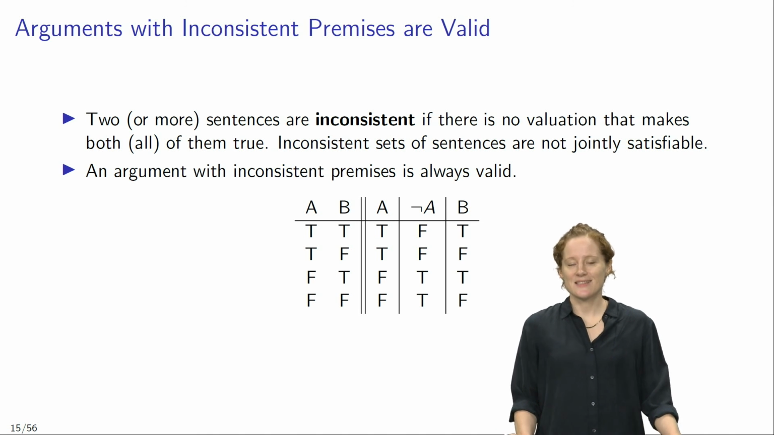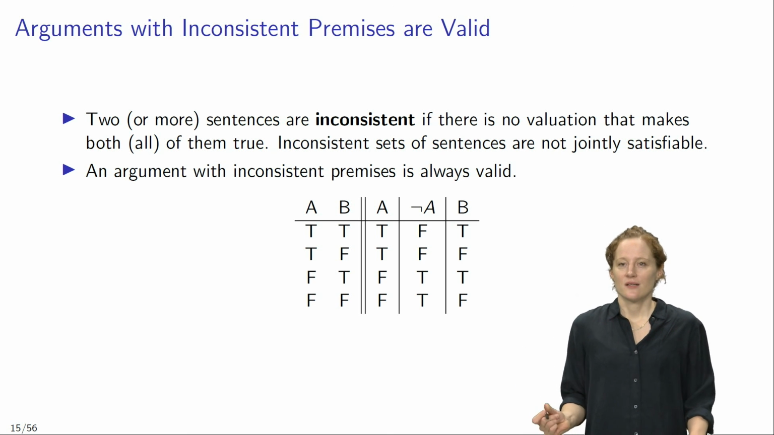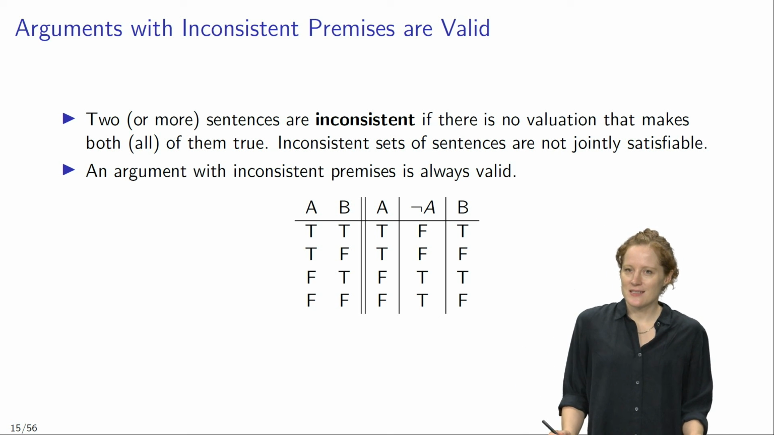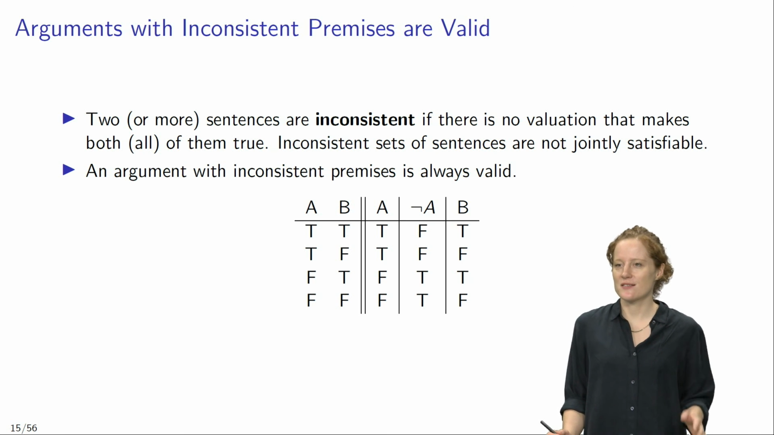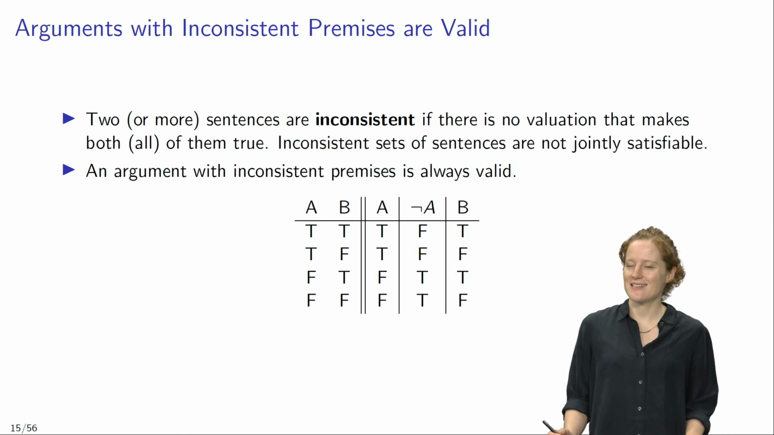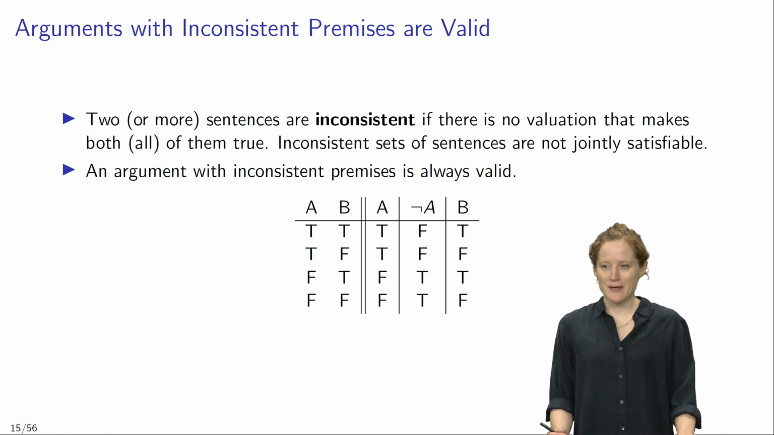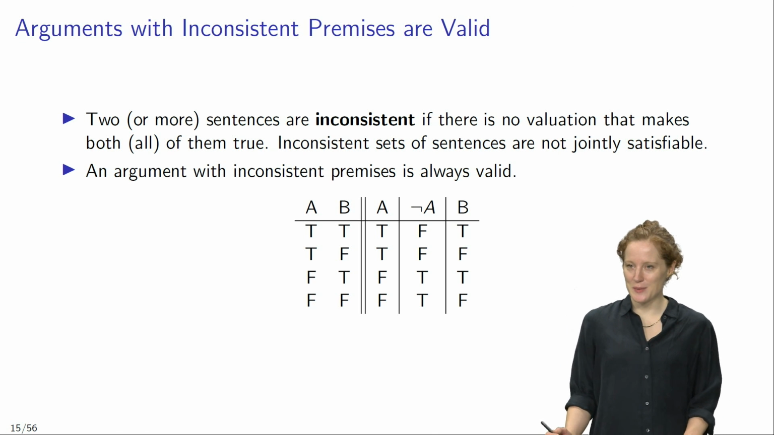Now, let's think a little bit about the justification for this rule, or the rationale behind it. Two or more sentences are inconsistent if there's no valuation that makes both or all of them true. So that means that inconsistent sets of sentences are not jointly satisfiable. And as a matter of fact, arguments with inconsistent premises are always valid. So to explain why that is, look at this truth table here.